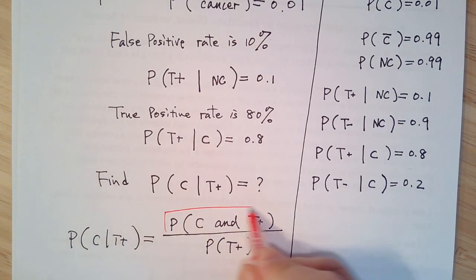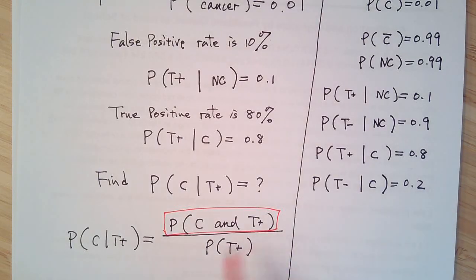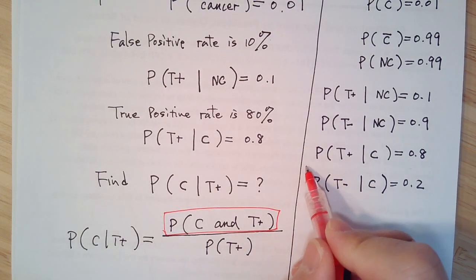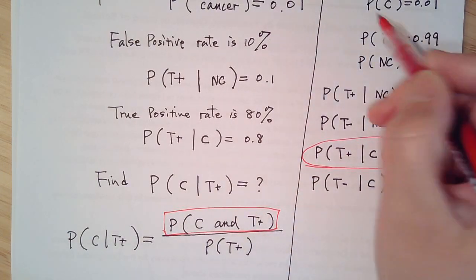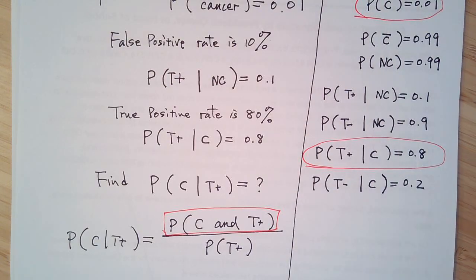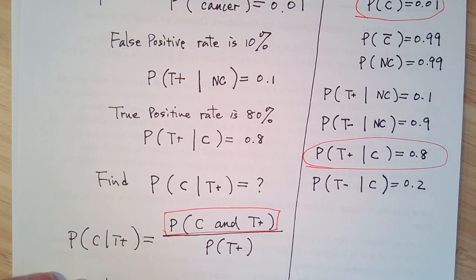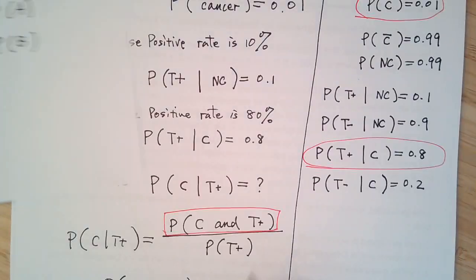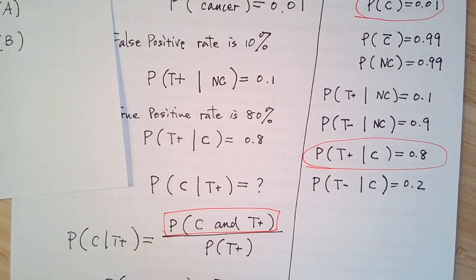In order to find this, P(C and T+), I can use this and this. All right, so let me do this little by little. The probability that C and T plus, test positive, based on Bayes' theorem, would be the probability of T given C.